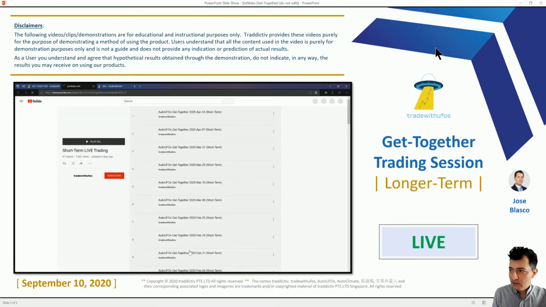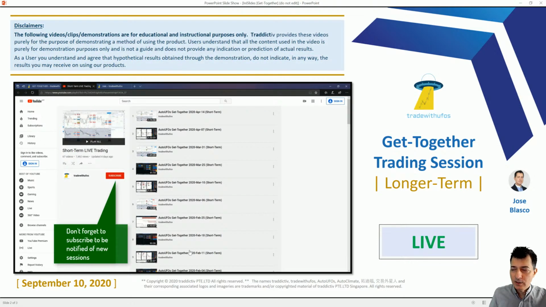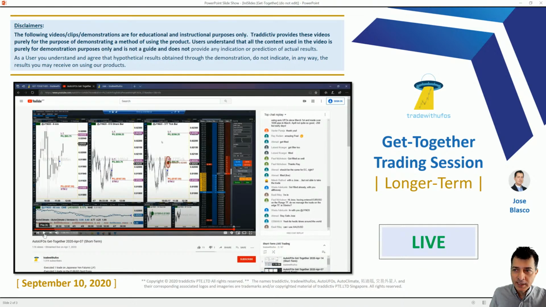So before we get started, I want to highlight the disclaimer. Please make sure you read it carefully. No rush. Read it all. It's an important piece of information for you to read.